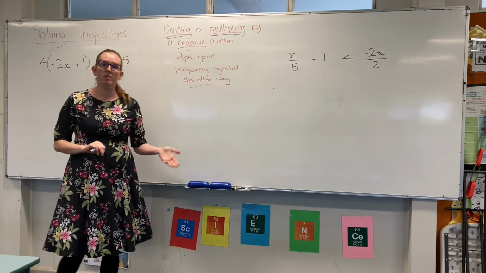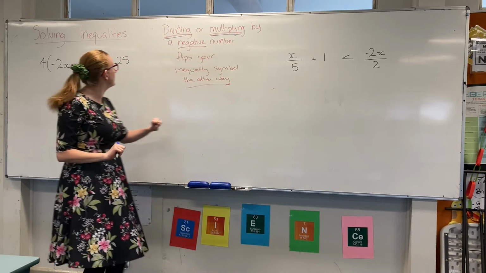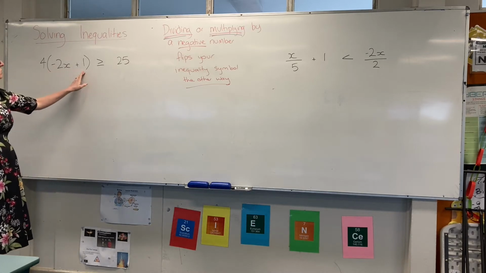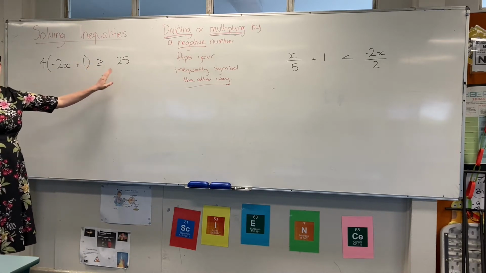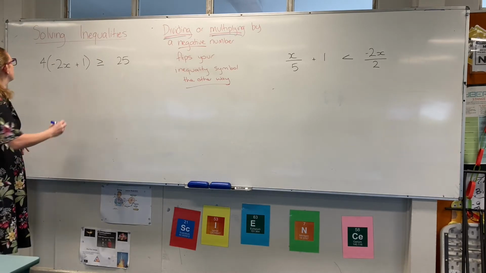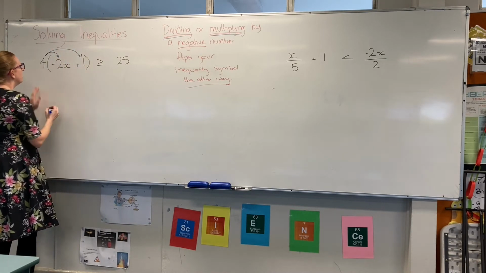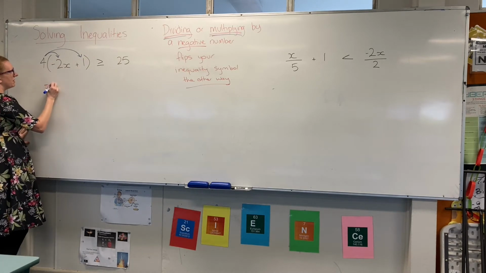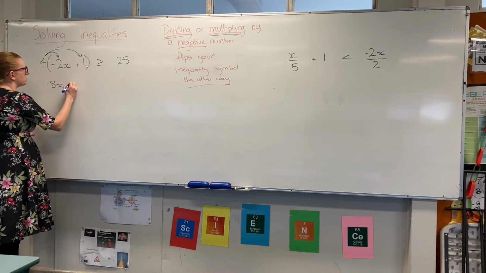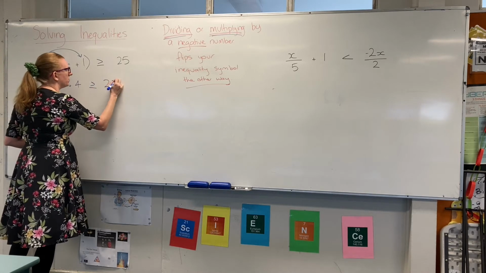Alright, now we've got 2 more examples. Had to put some more fraction ones in there because I love fractions so much. But anyway, let's do this one here. Okay, so I've got 4 brackets, negative 2x plus 1, close brackets, is greater than or equal to 25. Alright, so our first step is we need to expand our brackets. So everything inside the brackets gets multiplied by what's in front. So 4 times negative 2x gives me negative 8x. 4 times 1 gives me 4. Is greater than or equal to 25.